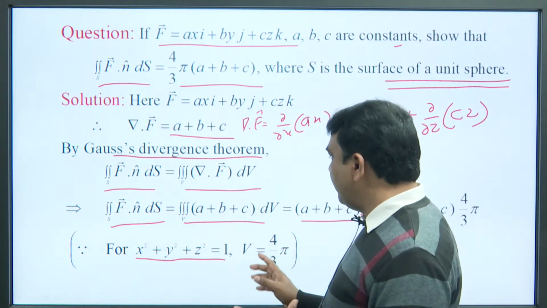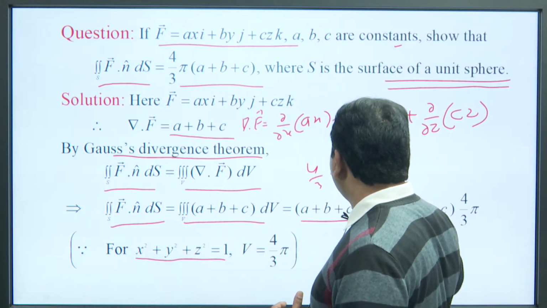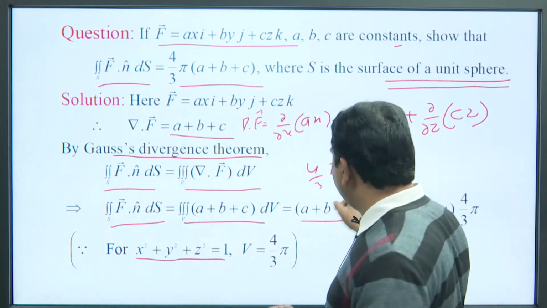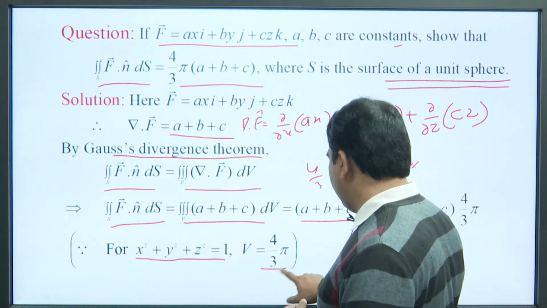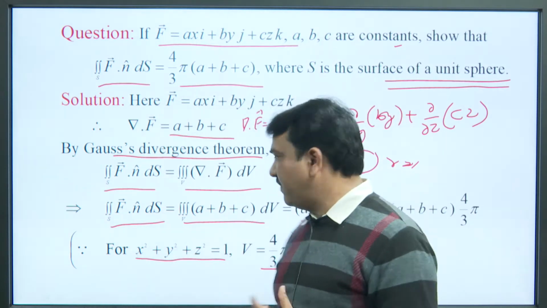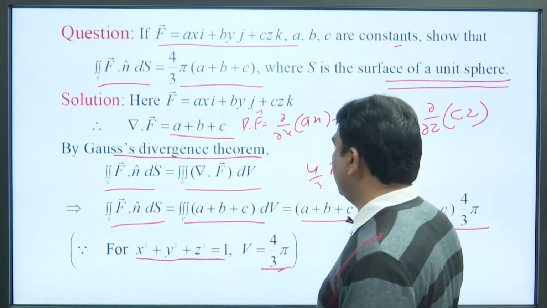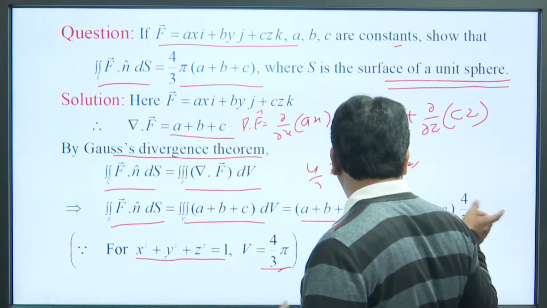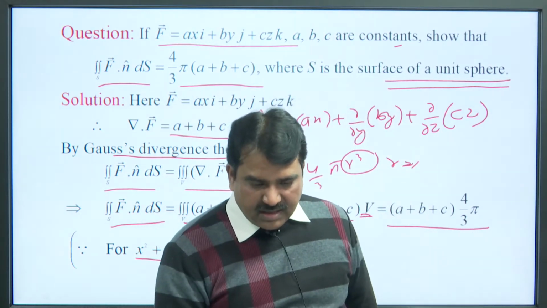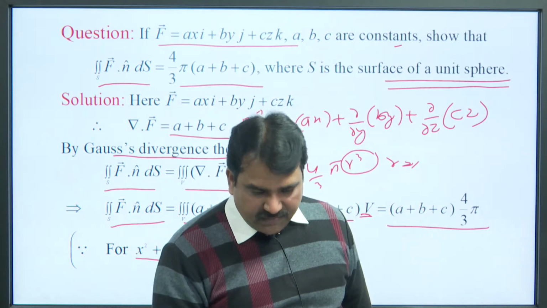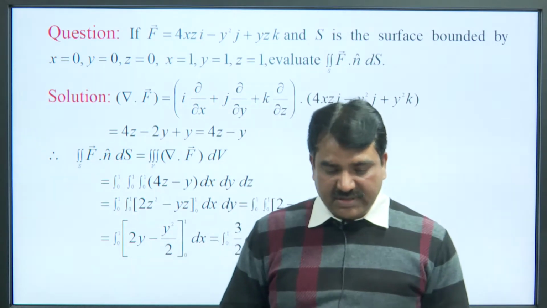The volume of a sphere with radius r is 4 by 3 pi r cube, and here r is 1. So the volume of the unity sphere is 4 by 3 pi. So this becomes (a plus b plus c) into 4 by 3 pi. Finally, its value is 4 by 3 pi (a plus b plus c). In this way you can evaluate the surface integral in terms of volume with the help of the Gauss divergence theorem.